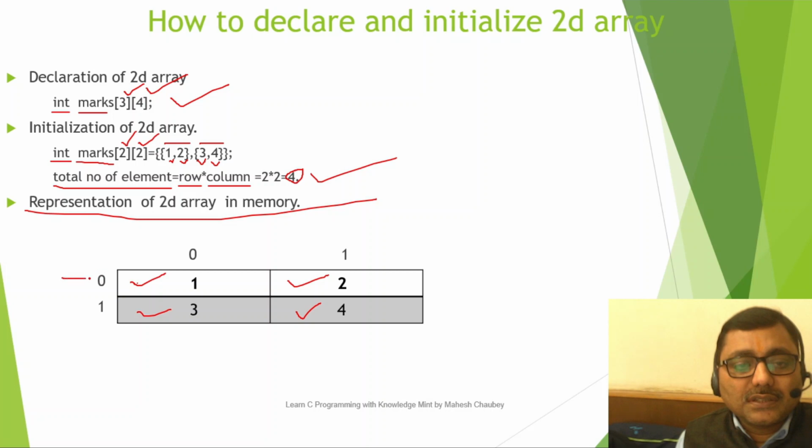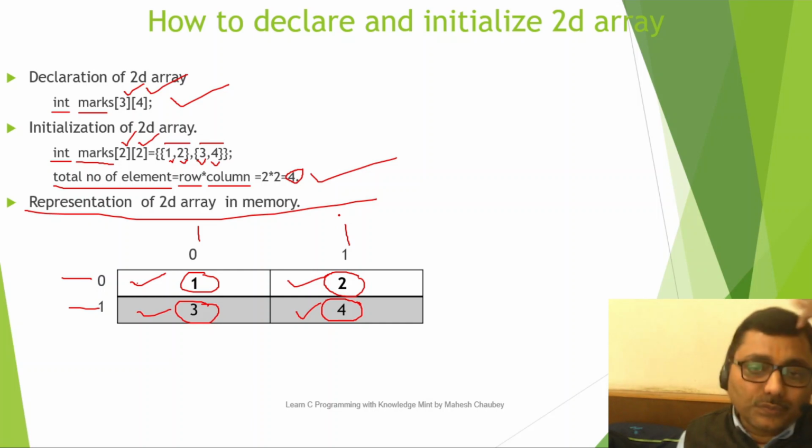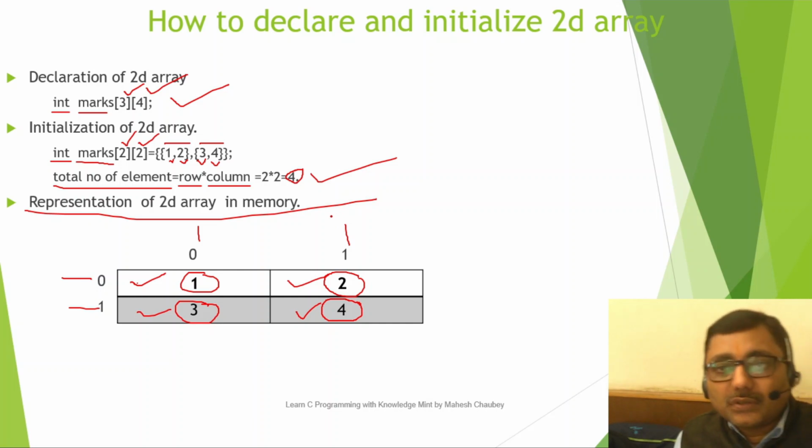This is the index for row number 0 and 1. This is the index for column number 0 and 1. So at location 00 I will be having 1, and at location 01 I will be having 2. At location 10 I will be having 3, and at location 11 I will be having 4. So that's how we can initialize and declare a 2D array.